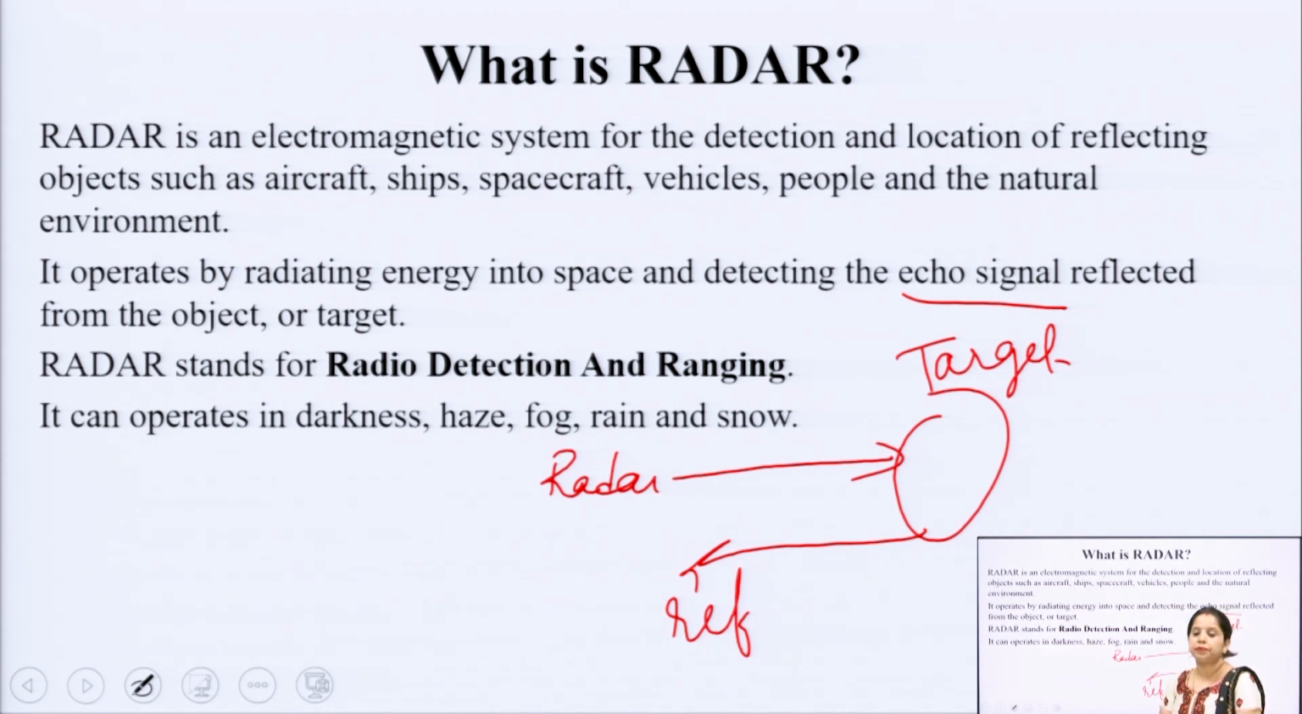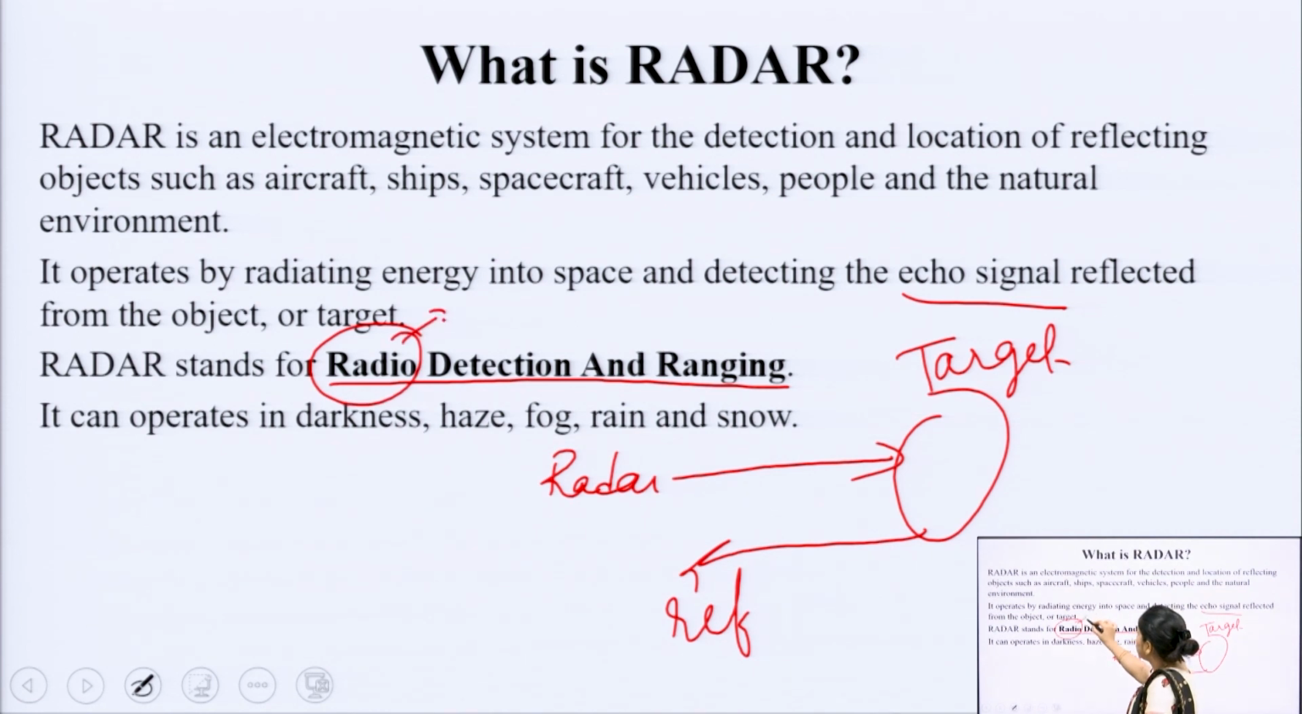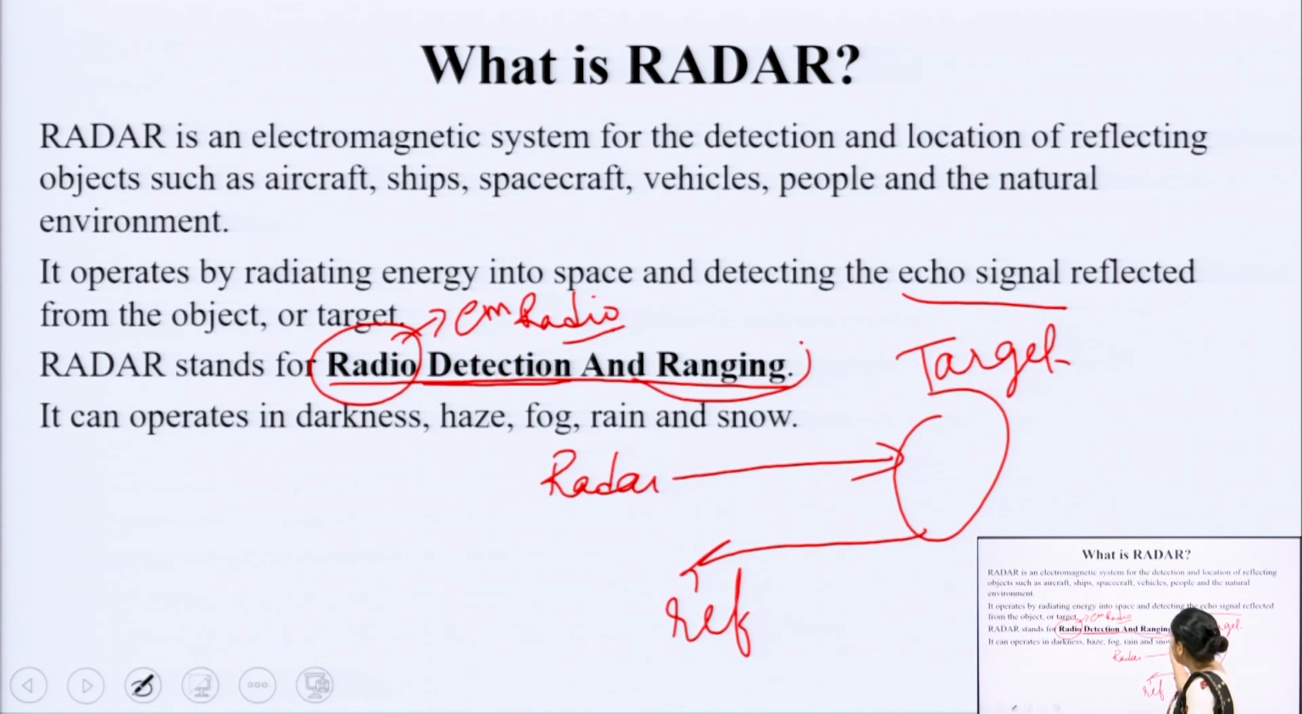Now radar is a short form, and the complete full form is radio detection and ranging. That is why we say that EM waves or radio waves are used in this, and that is why it is combined with microwave, because in microwave also we talk about radio and EM waves. And detection, we detect the target and also the range, that is, how much distance it is from the radar, which is providing the signal and receiving the signal.